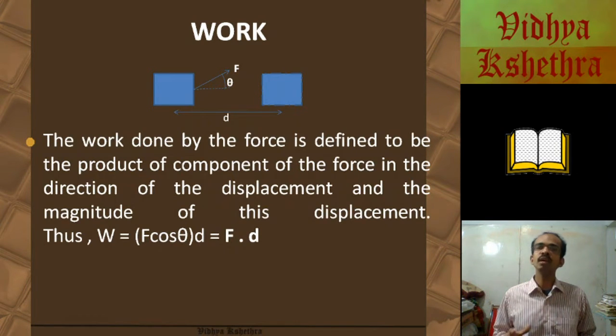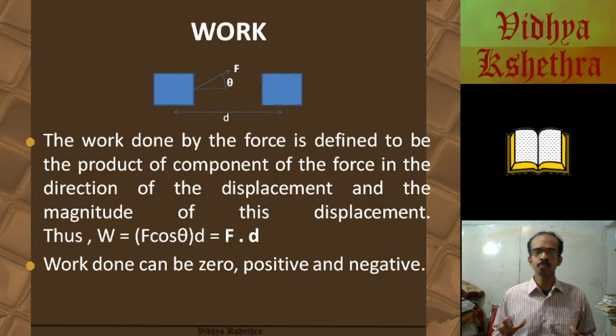That is, the work done by the force is defined to be the product of the component of the force in the direction of the displacement and the magnitude of this displacement. That is F cos theta into d, or W is equal to F dot d, which is the dot product of force and the displacement vector. So work done can be 0, positive and negative.